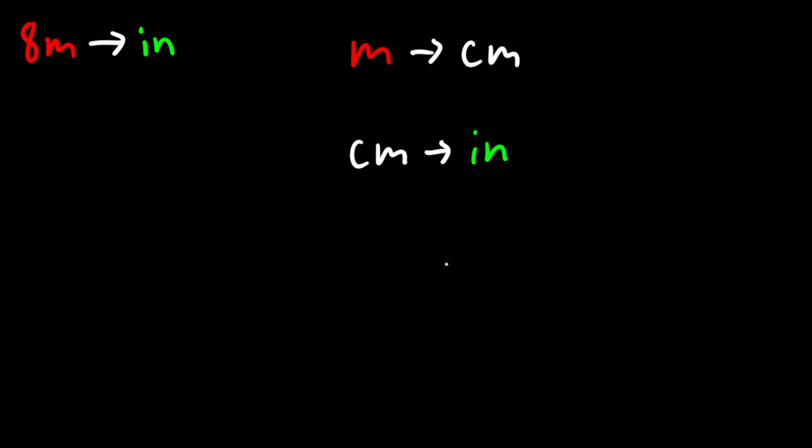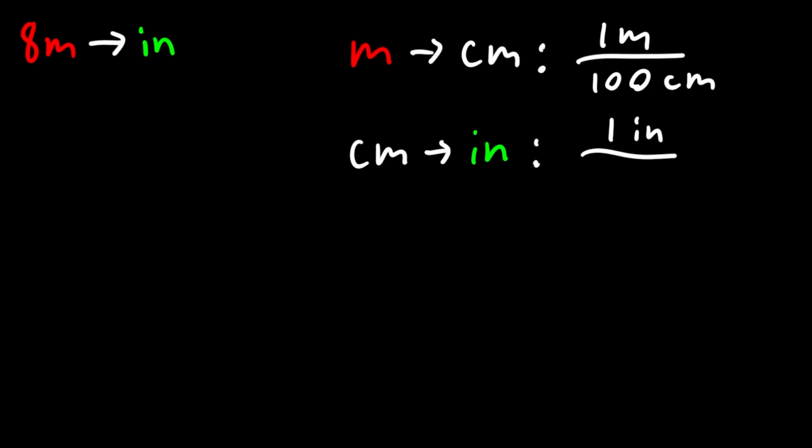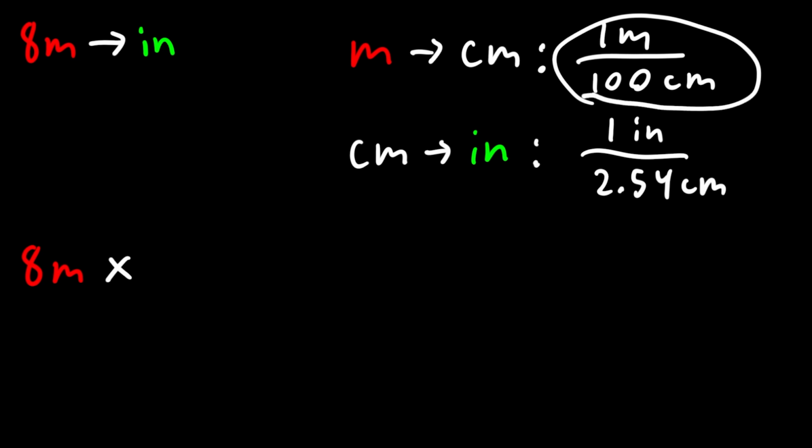final answer. The conversion factor between meters and centimeters is 1 meter is 100 centimeters. The conversion factor between centimeters and inches is 1 inch is 2.54 centimeters. Now let's start by writing out our given unit, 8 meters. Now let's convert this to centimeters by multiplying it by the conversion factor that relates meters with centimeters.